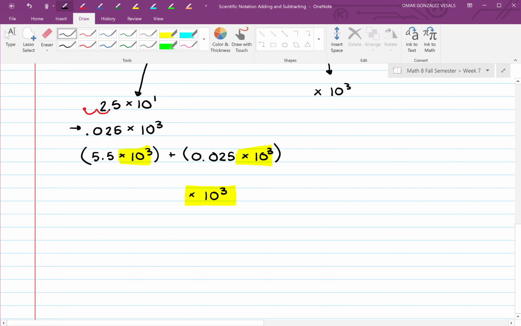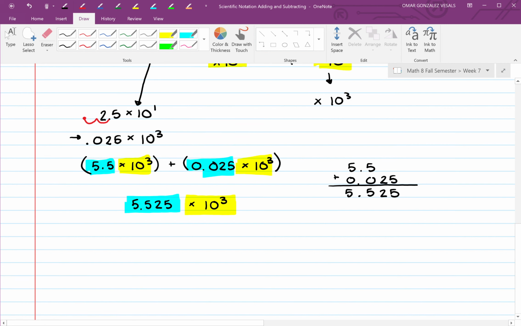Where do I get my other number from? What do I add, guys? 5.5 plus what? Plus 0.025. So when I add this, my answer is 5.525 times 10 to the third.